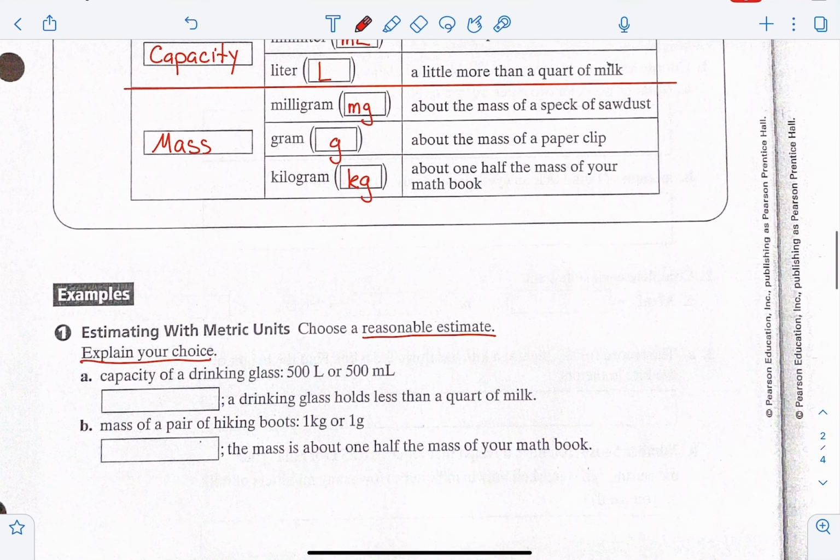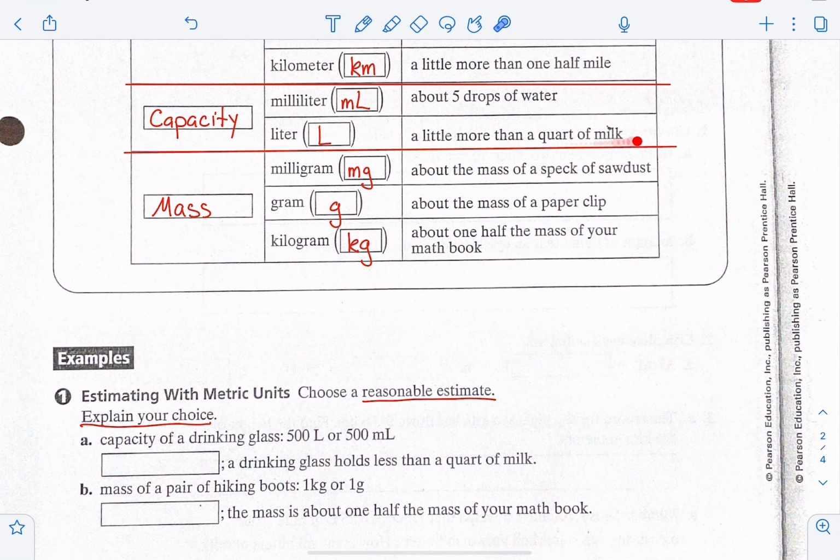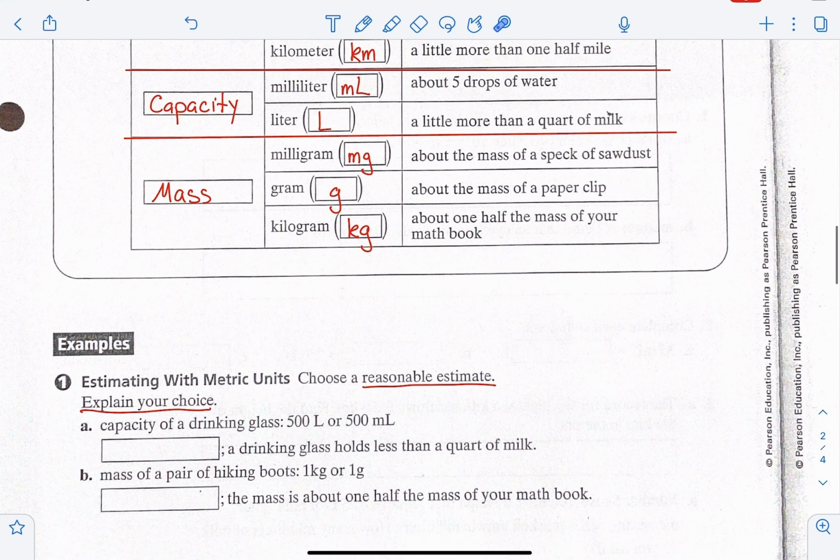So capacity of a drinking glass. Could there be 500 liters or 500 milliliters in a drinking glass? Remembering that a liter is a quart of milk or a hydro flask. So 500 liters, 500 hydro flasks making up a drinking glass, or 500 sets of 5 drops of water making up a drinking glass. Okay, so it's going to be 500 milliliters. And then their explanation says a drinking glass holds less than a quart of milk. So a normal size drinking glass is smaller than 1 liter. So 500 liters would not make sense. So 500 milliliters is the choice you would choose.